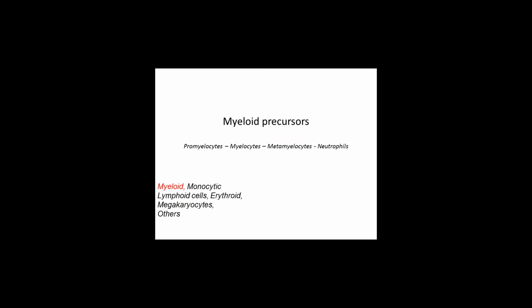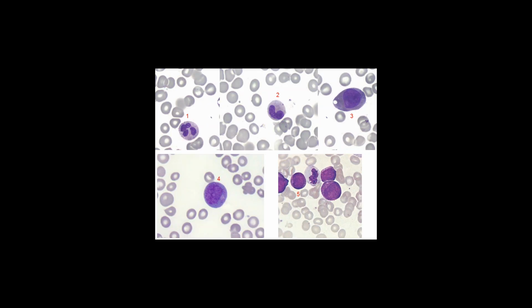The myeloid precursors start from myeloblasts, then promyelocyte, myelocyte, metamyelocytes, and then the mature neutrophil. So here are all the cells in one slide. These are taken from a peripheral smear, so they are very separated from each other, but this is just for identification. In next slides we'll see how they look in a bone marrow and how close they are.